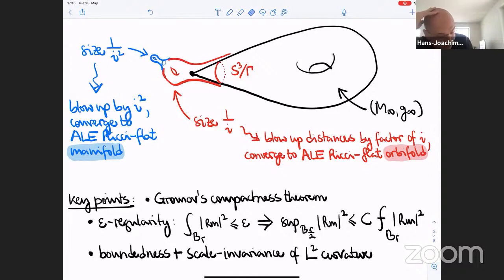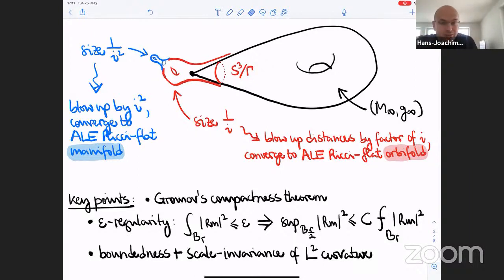The two main points are that, first of all, you have an epsilon-regularity theorem, which says that if you have some ball with a small amount of L2 curvature, where this epsilon only depends on the bounds that I fixed along the sequence in the setup of the theorem, then I get an elliptic regularity estimate that allows me to bound the pointwise curvature on a smaller ball in terms of the average L2 curvature on a slightly larger ball. And the constant C is again uniform along the sequence.